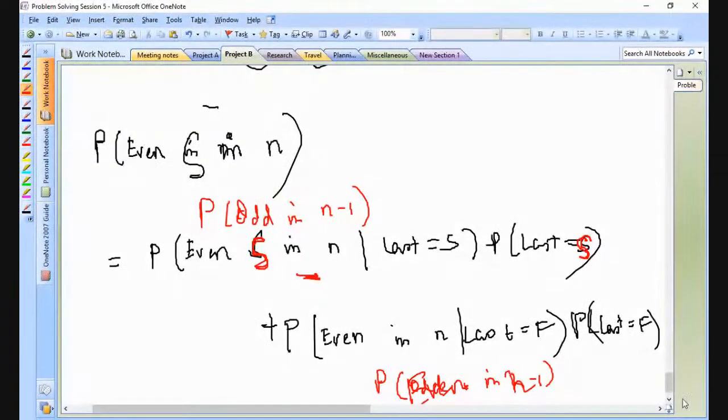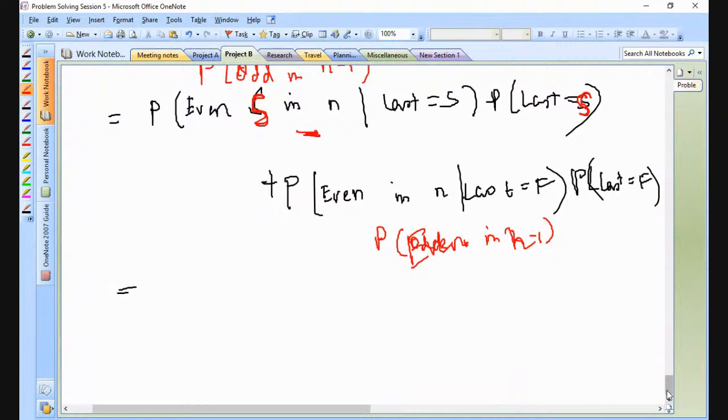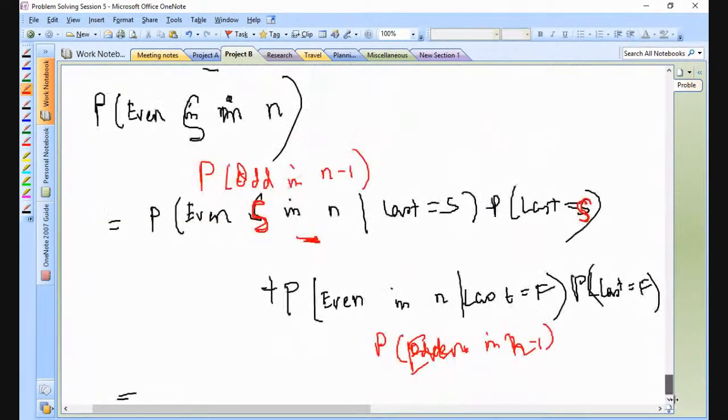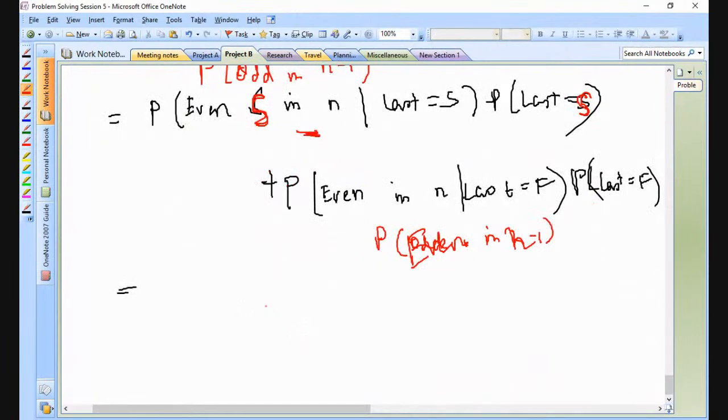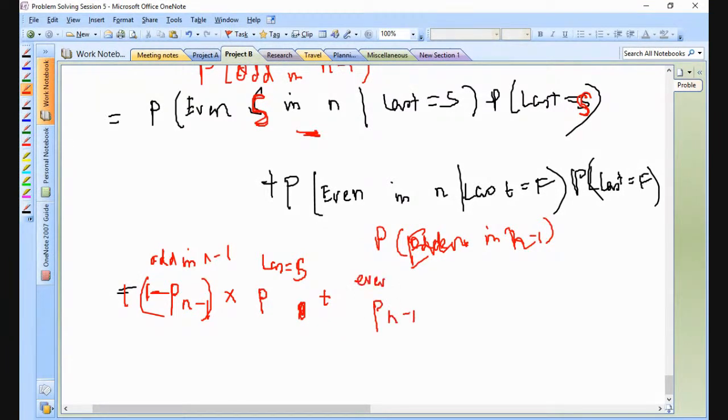So understand, all of it is the law of total probability. So probability odd in n minus 1 is what? It's the same as p into n minus 1 into last one is a success, that is probability p is happening. Sorry, 1 minus p for the odd part. It's odd in n minus 1 into last is success plus probability even in n minus 1. Sir, I don't understand why there is 1 minus Pn minus 1.